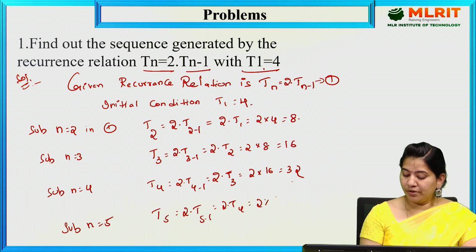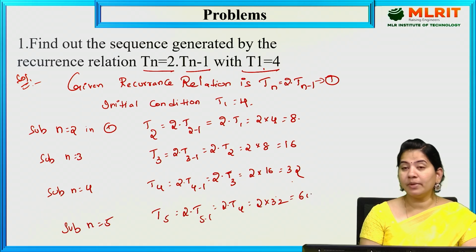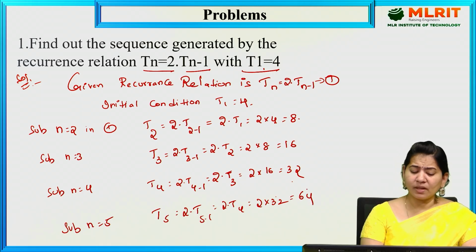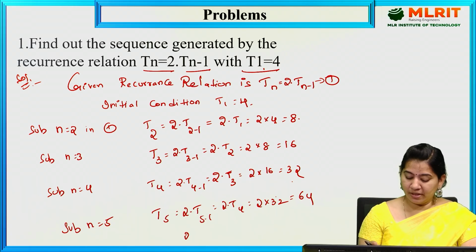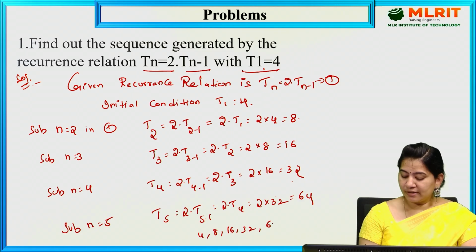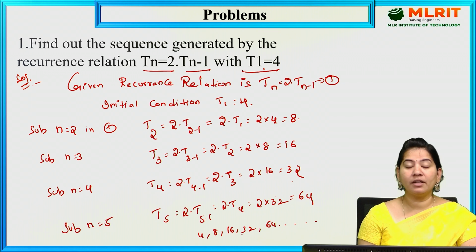So 2 into T4, that is 32, which is nothing but 64. Here, if you observe, they have asked the question to find out the sequence. So the sequence generated from the given generating function is: T1 is 4, so you can consider it as 4, 8, 16, 32, 64.